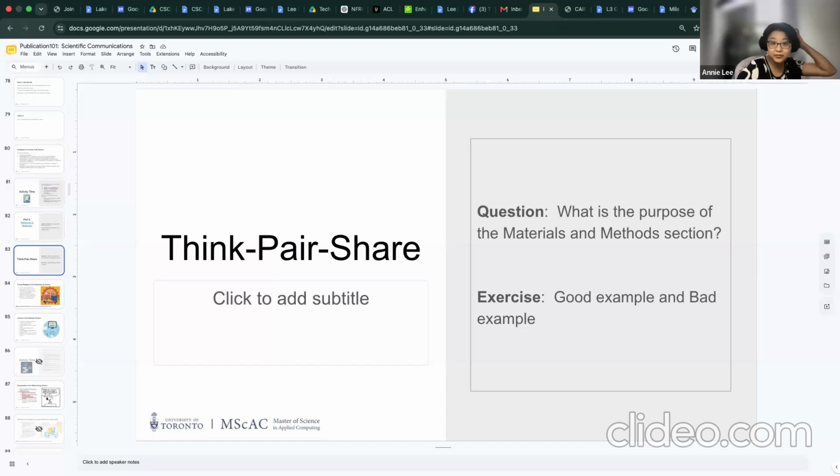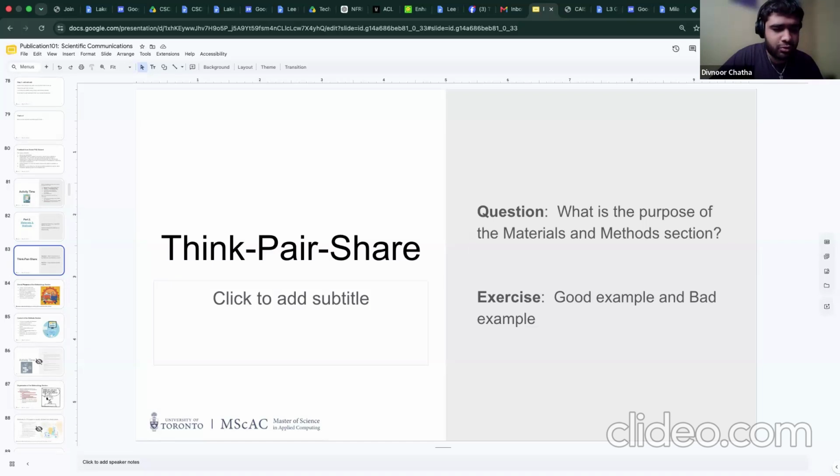So Divnor, alphabetically. Oh, I don't know why Alvaro's not first. Divnor, what's the purpose of materials and methods? It allows you to have a good plan in place. When you have your good plan in place, you'll need a bunch of materials and methods to be able to enact and move forward with the plan. So materials can range depending on the project you have, and also the methods as well.